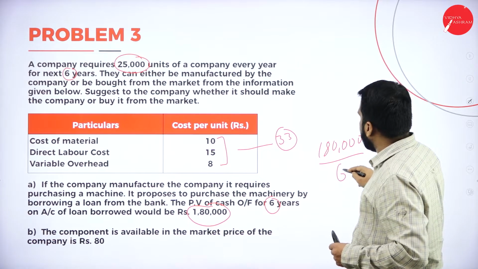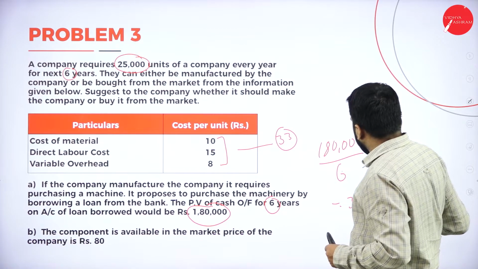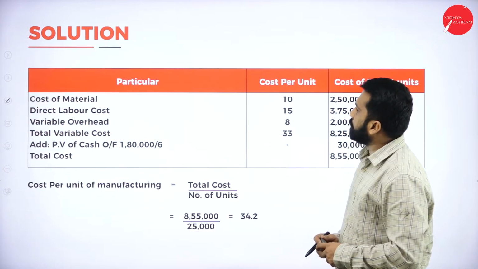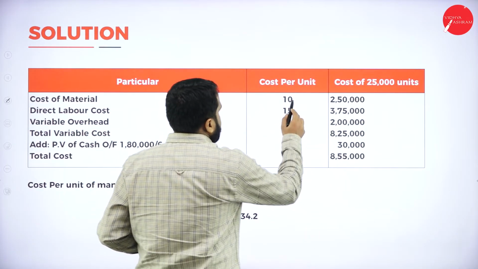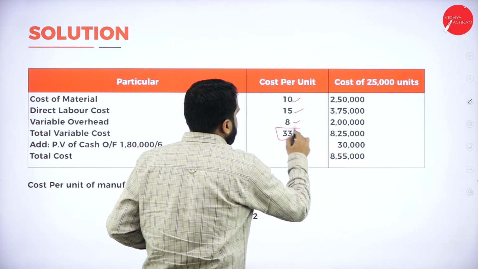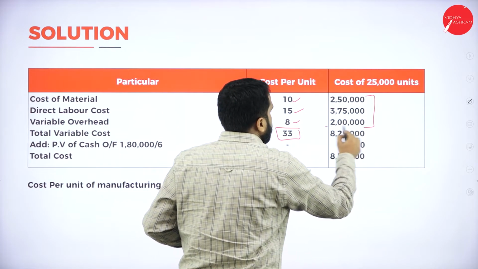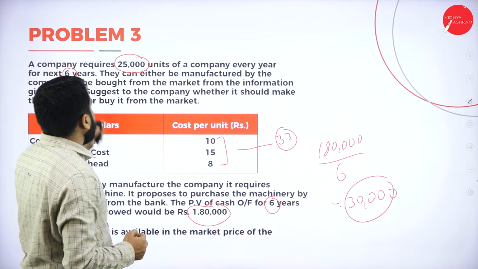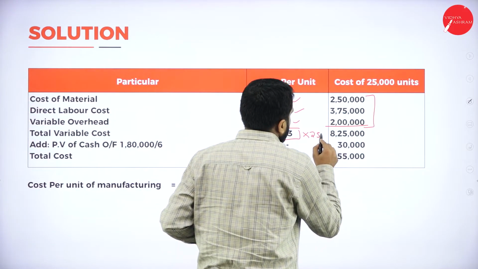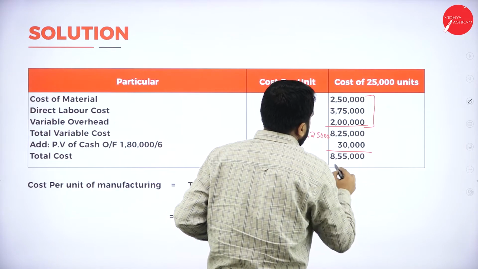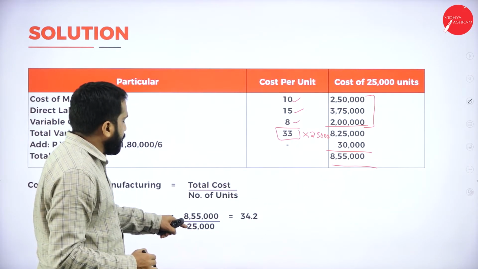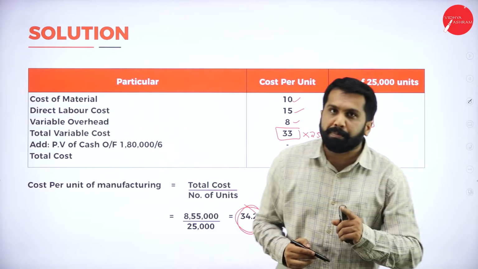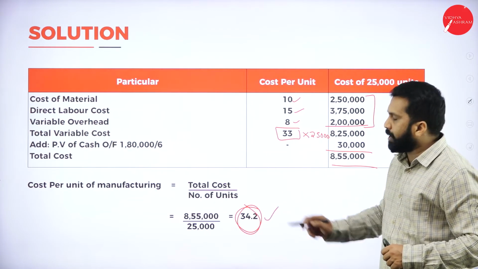1,80,000 divided by 6. It will be 30,000. The same thing is available in the market at what price? 80. We'll do the calculation. Now, cost of material 10, 15, 8. It will be 33. No need of all this calculation. Directly you can calculate 33 multiplied with the number of units, 25,000. Add your fixed total, it is 8,55,000. 8,55,000 divided by 25,000, 34.2. Now, if you manufacture, you will get it for 34.2.